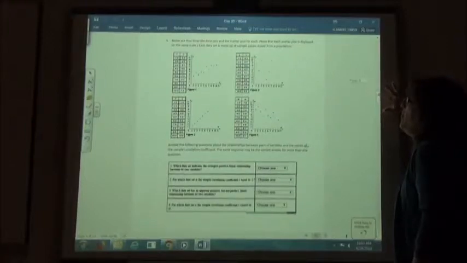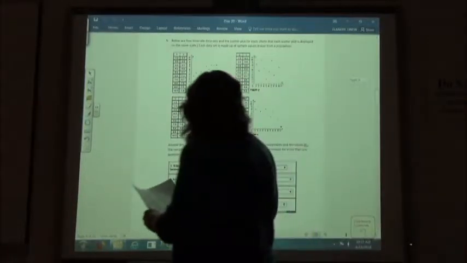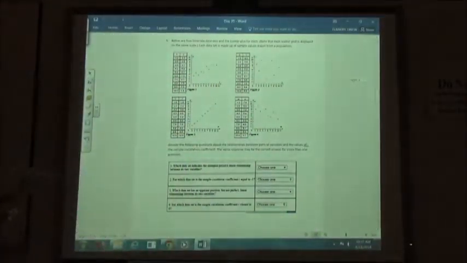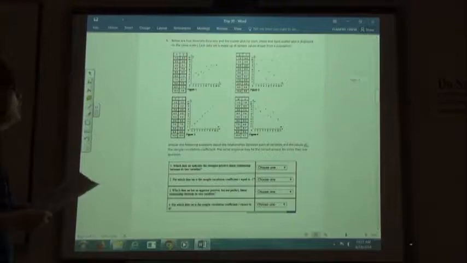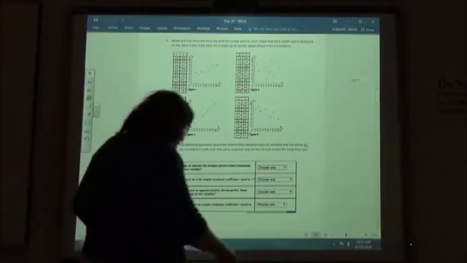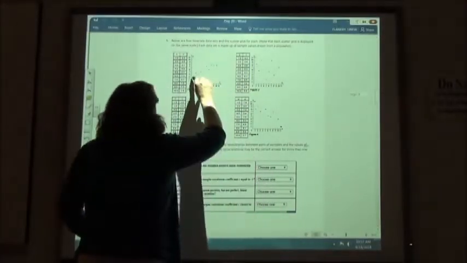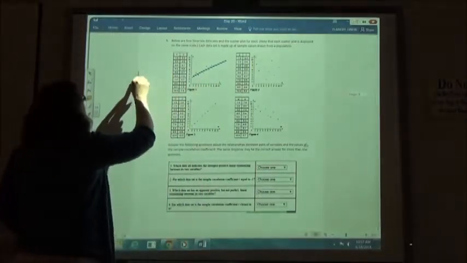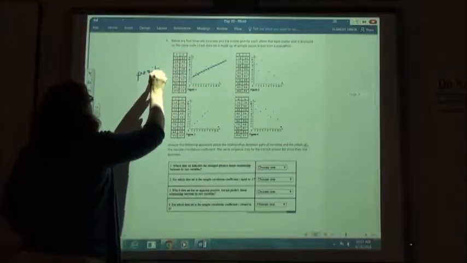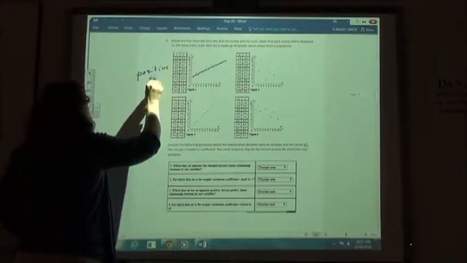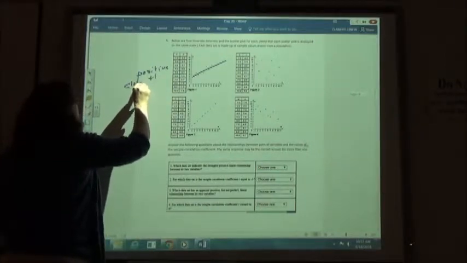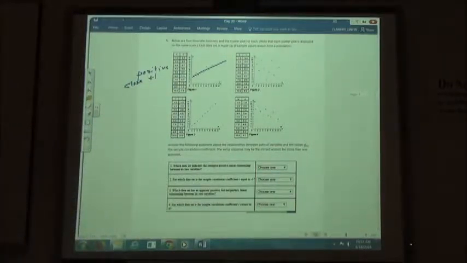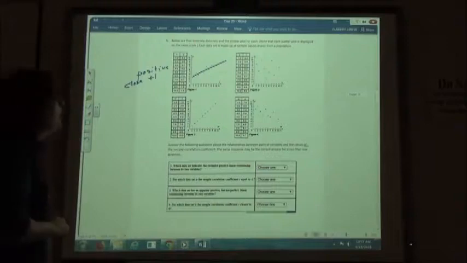So number 5, below are 4 bivariate data sets and the scatter plots for each. Note that each scatter plot is displayed on the same scale. Each data set is made up of sample values drawn from a population. So in this case, this one has a positive slope, and it's close to positive 1. Again, it's not exactly positive 1 because it's not exactly straight.